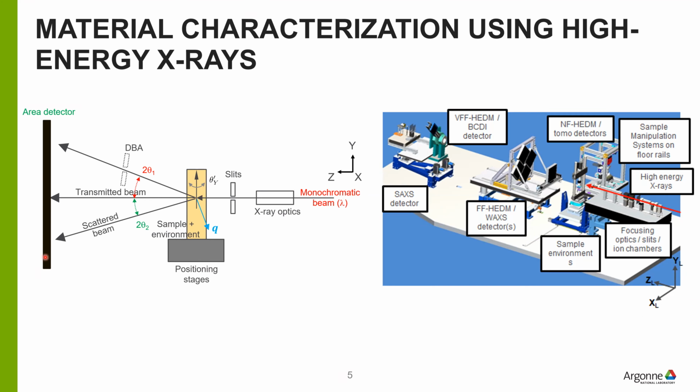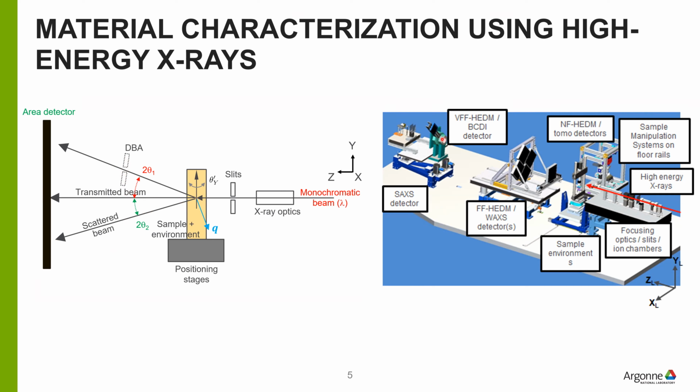Downstream, because we're using a transmission geometry, we have an area detector. We have a transmitted beam that's measuring the absorption or phase contrast information induced by the sample. And also we have the scattered beam measured by the area detector. Sometimes you can put what is called a diffractive beam aperture to isolate a particular volume in the sample.